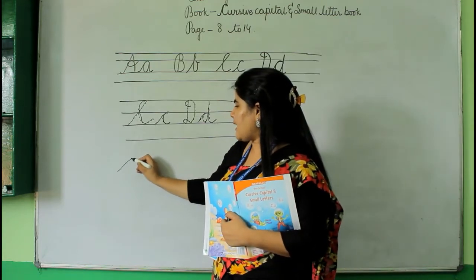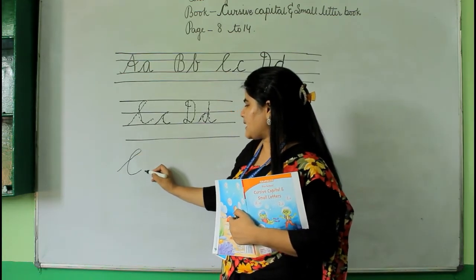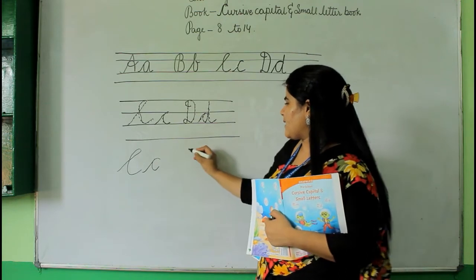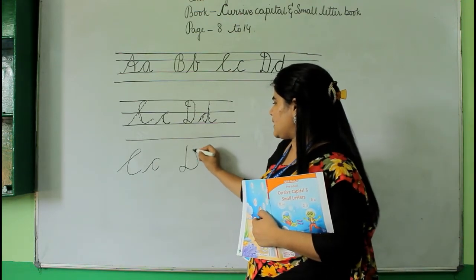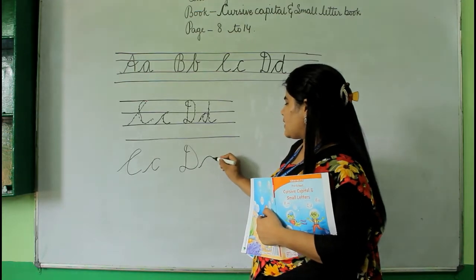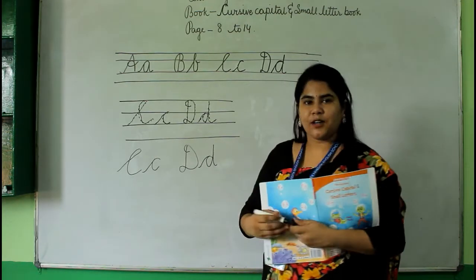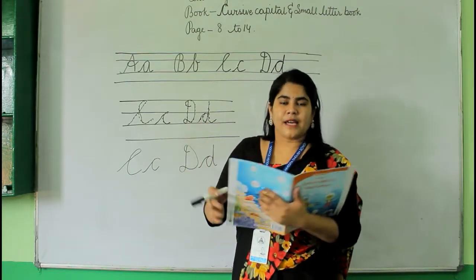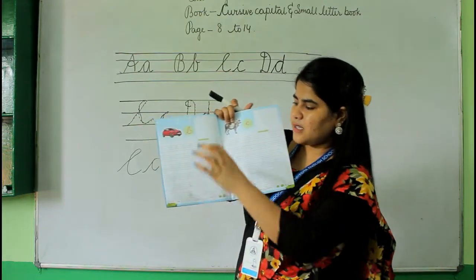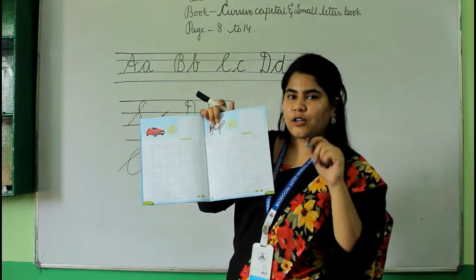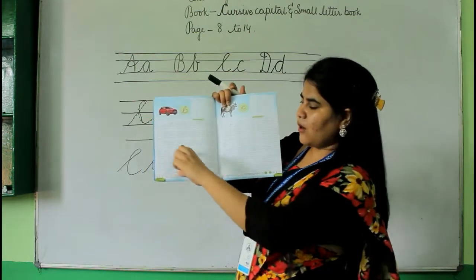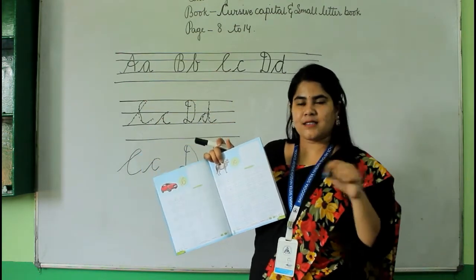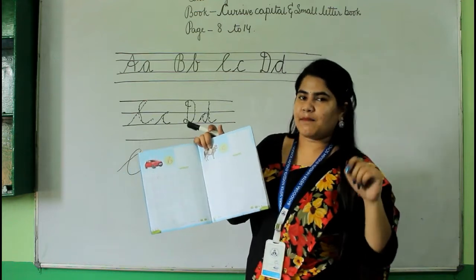In this way I am writing C for you again. This is cursive capital C, and this is cursive small letter C. And this one is cursive capital D, and this one is cursive small letter D. I hope that you all have understood and you can do it. On this page you can see that all 3 lines contain dots, so you just have to trace them. But in the next 3 lines you have to write by yourself. Try to practice writing by yourself. If needed, take help of your parents.